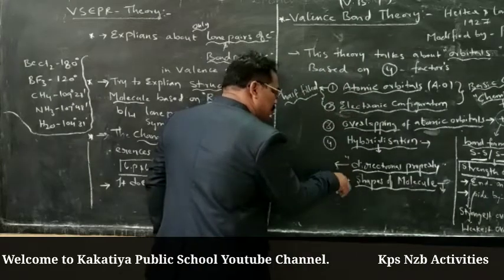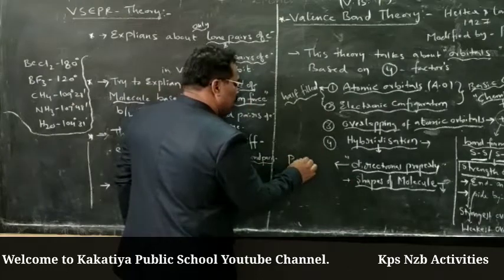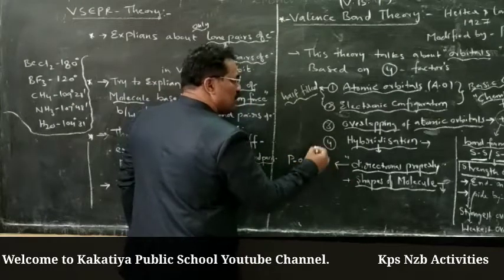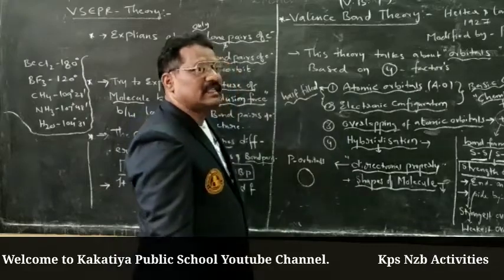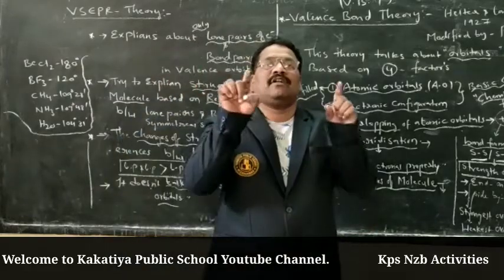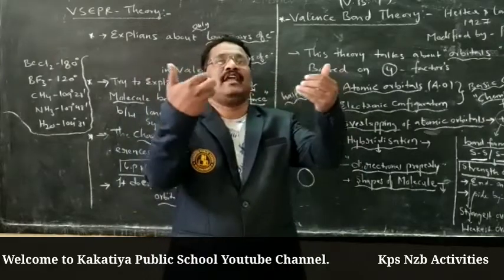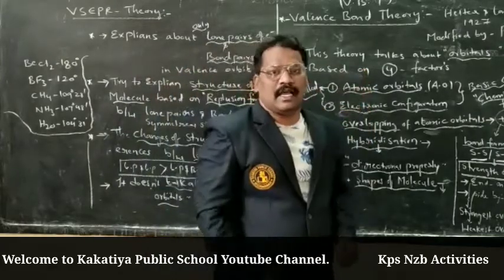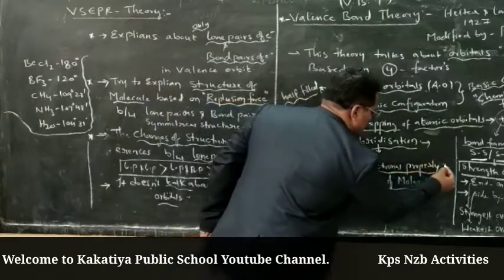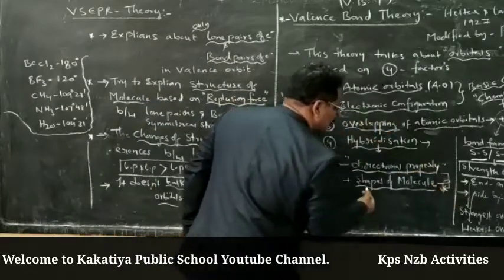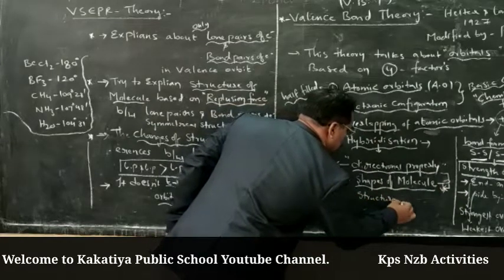This directional property can be explained with p orbitals as well as d orbitals and f orbitals, but it cannot be dealt with s orbitals, as s orbitals are spherical in shape, so the overlapping cannot take place in one specified direction. Directional property results in the formation of what? The shape of the molecules, which are the structures of the molecules.